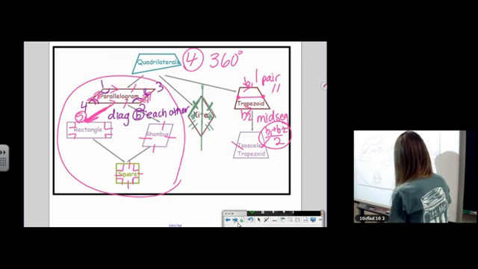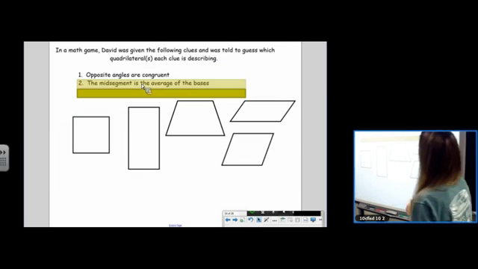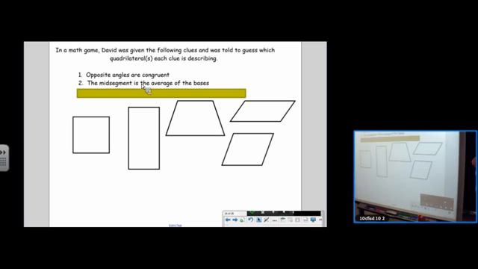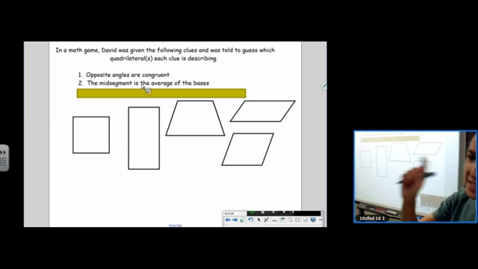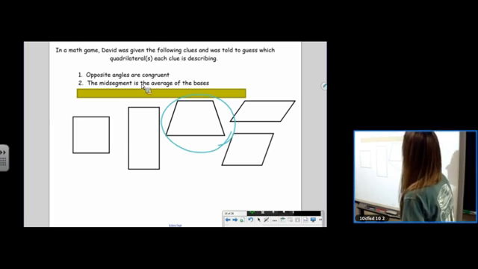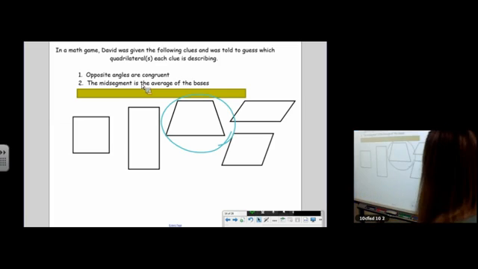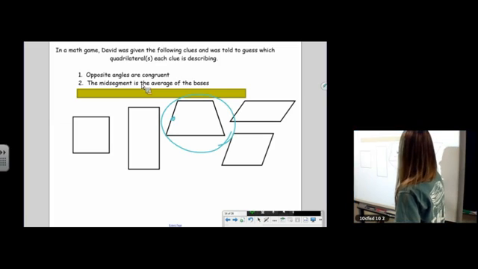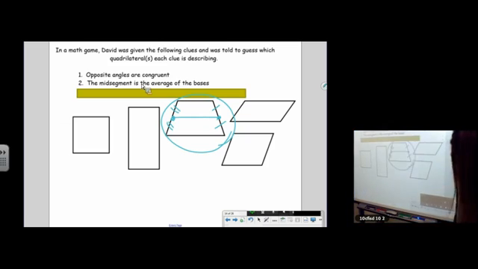Okay, next clue. In this shape, the mid-segment is the average of the bases. Well, if you were playing a game, and it was like a speed game, you had to click it really quick, hopefully you would click this one right away. That's a trapezoid. Its mid-segment is you add up the bases and divide by 2. That's what a mid-segment looks like if you forgot.